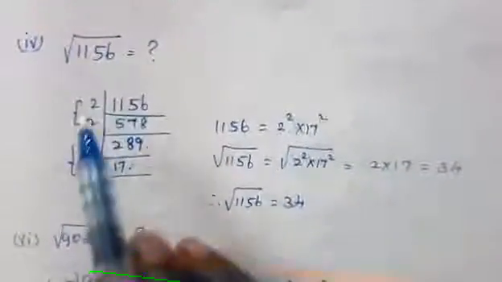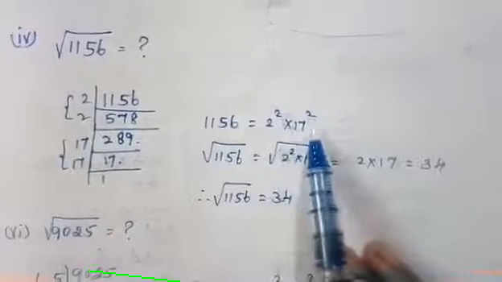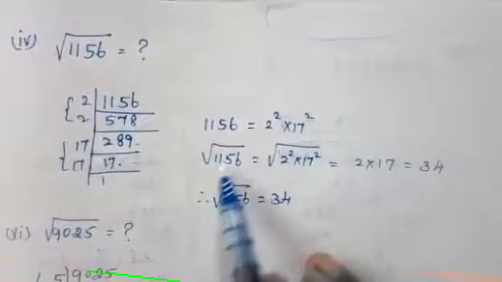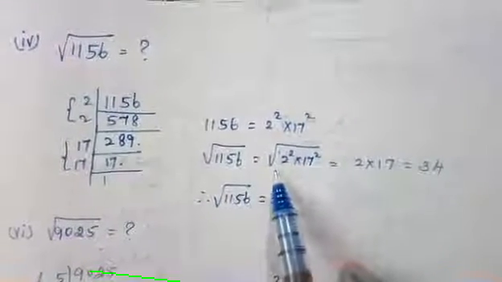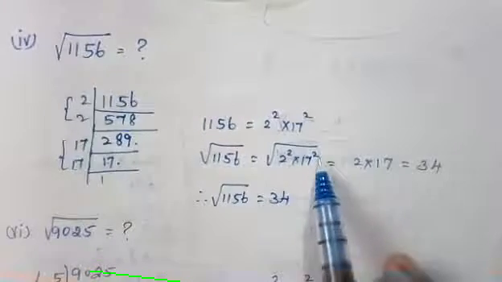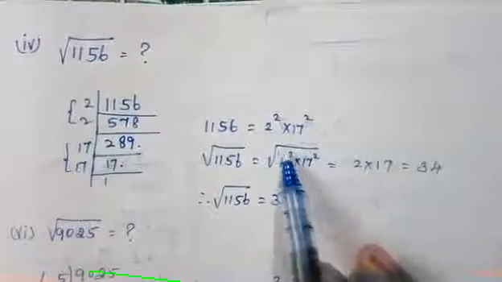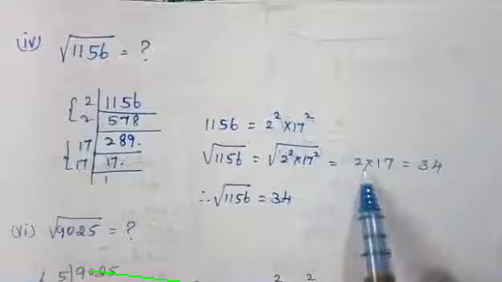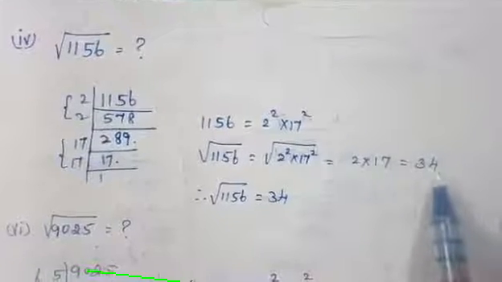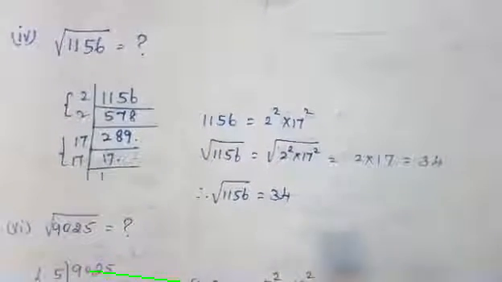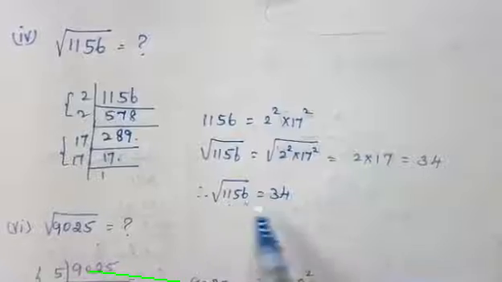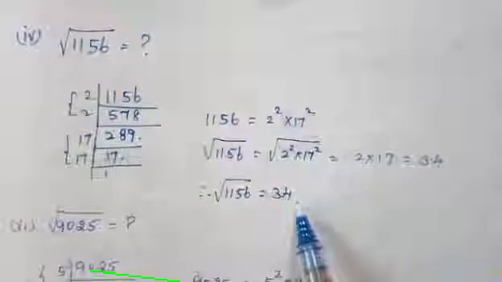So now you have to make a pair of numbers: 2 square into 17 square. So square root of 1156 is equal to square root of 2 square into 17 square. Square and square root cancel, square and square root cancel. So 2 into 17, that is equal to 34. So therefore square root of 1156 is equal to 34.